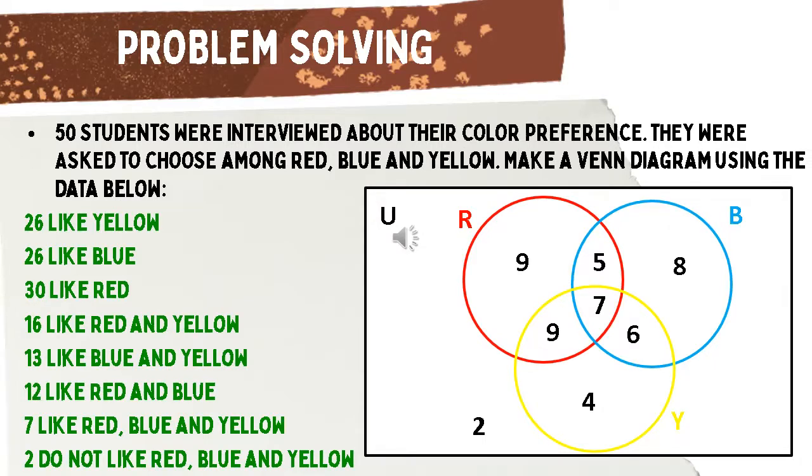So, check natin kung 50 students nga ba to. Sa red tayo muna. 9 plus 5, 14, plus 7, 21, plus 9, 30. Plus 8, 38, plus 6, 44, plus 4, 48, plus 2, 50. So, total of 50 students. So, tama yung computation natin.